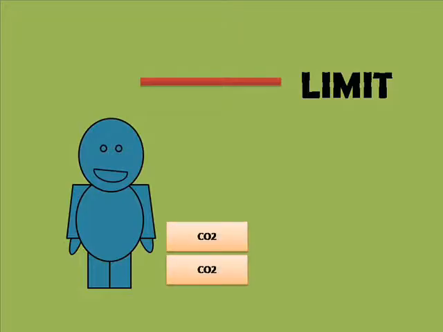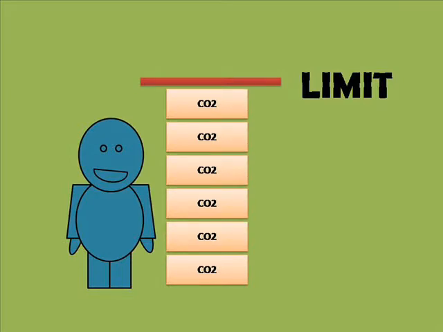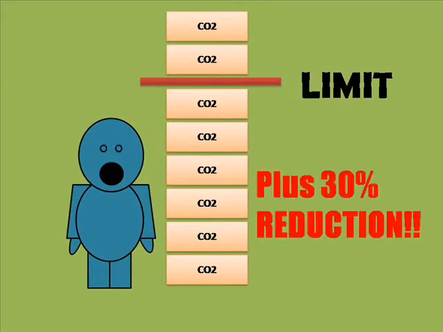Any Annex I country that exceeds its limit will be required to make up the difference between its emissions and its assigned amount during the second commitment period, plus an additional deduction of 30%.